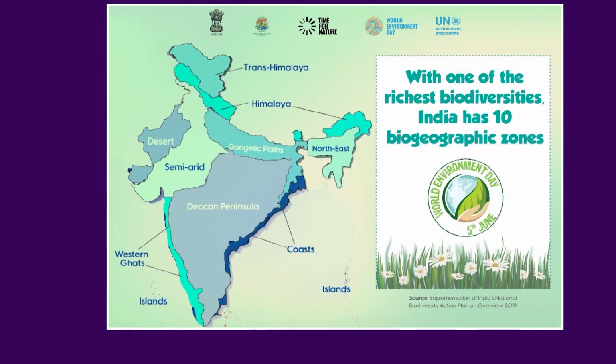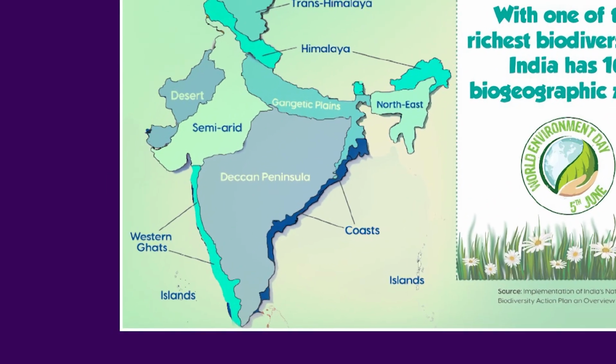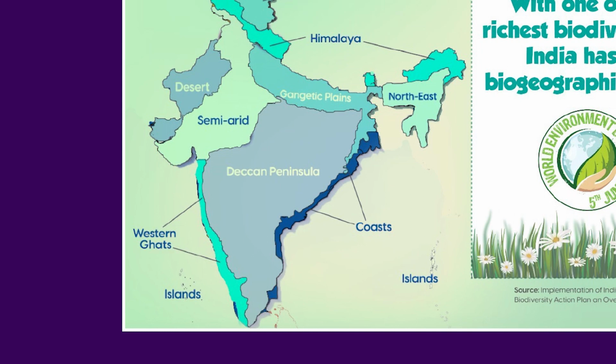This region is vital for water regulation and supports many species found only here. The Western Ghats, running along the western coast of India, are known for their high level of endemism. Species such as the lion-tailed macaque, Malabar giant squirrel and numerous amphibians and plants are unique to this zone.